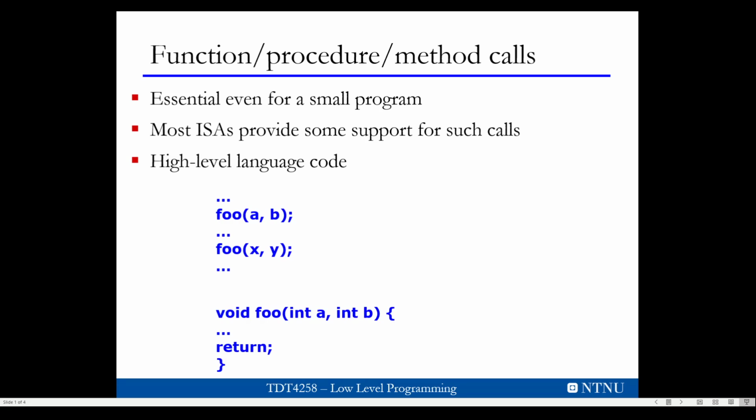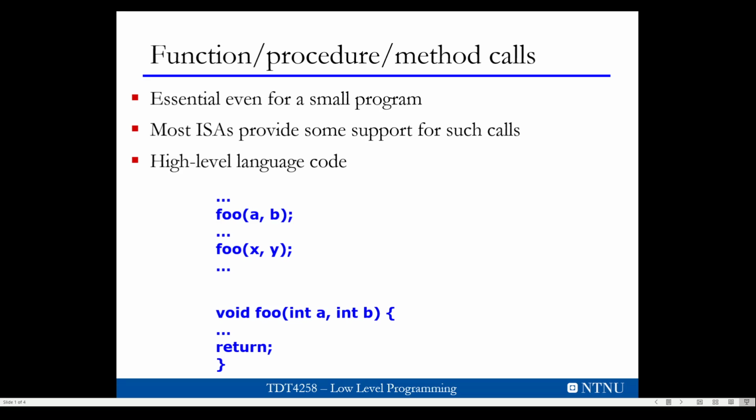So this is how function calls look like in high-level language code. You have a function foo, which takes two parameters, and it can be called from anywhere in the code. So here it's called with two variables and then from a different location again with two different variables.